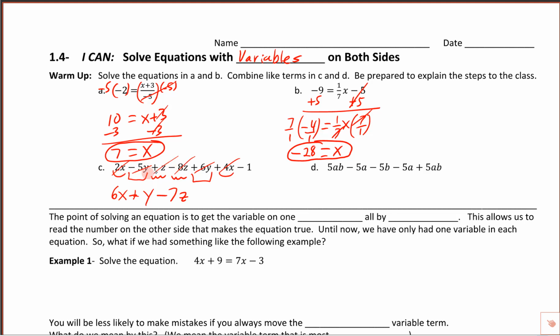And then we can kind of see from the work that we've done here, the only thing that we've got left is that constant, and we're going to go ahead and put that constant on the end, and then we'll circle our answer. So that's combining like terms there.